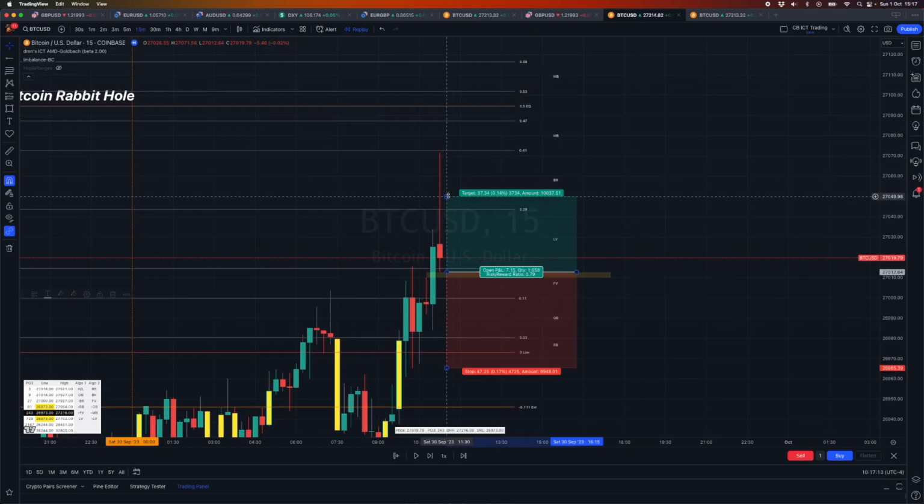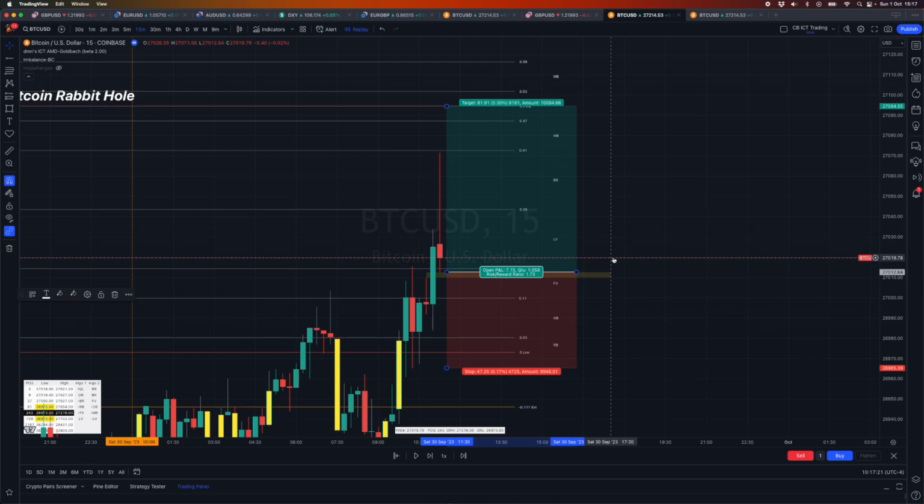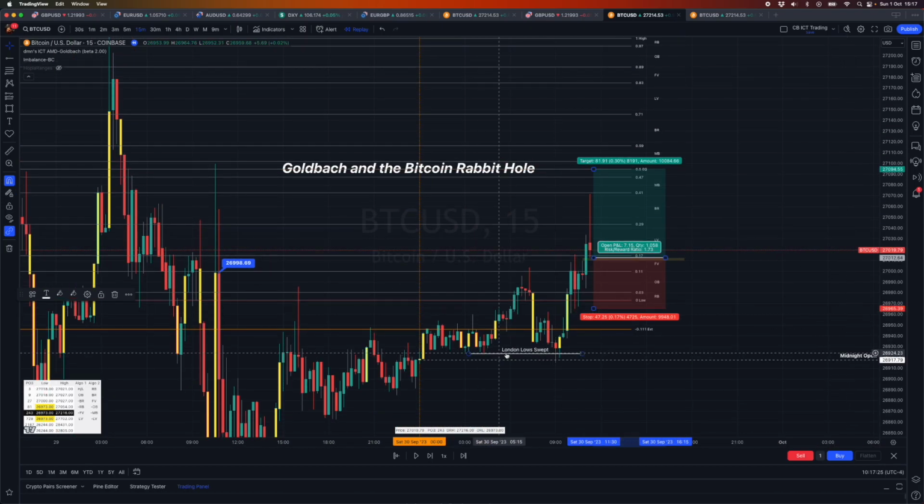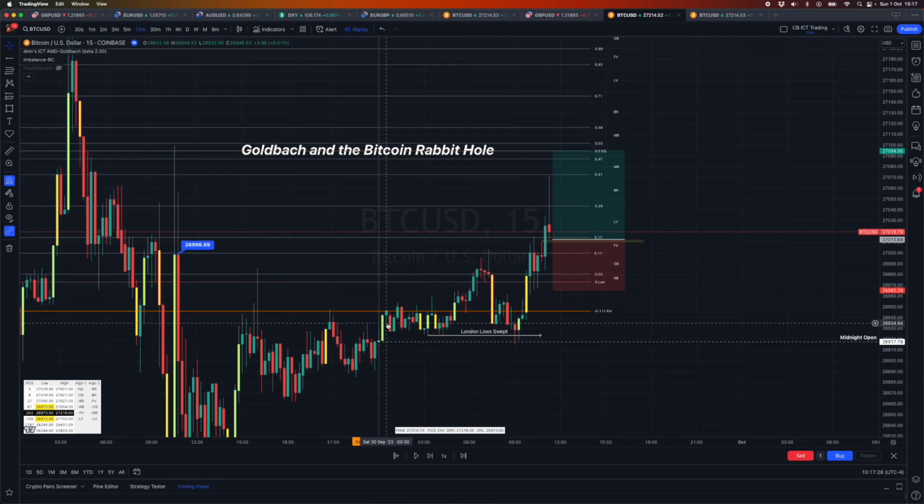Now, my TP1 was here. So not the best trade in the world, 1.73. But considering it's a weekend, it's Bitcoin, and I hadn't been looking at Bitcoin, I thought this was pretty good. I also liked the fact that we had already swept these London lows, but we had not created a Judas swing for the day. So this could have been the Judas swing. And we also had an hourly liquidity here, which may be the target.